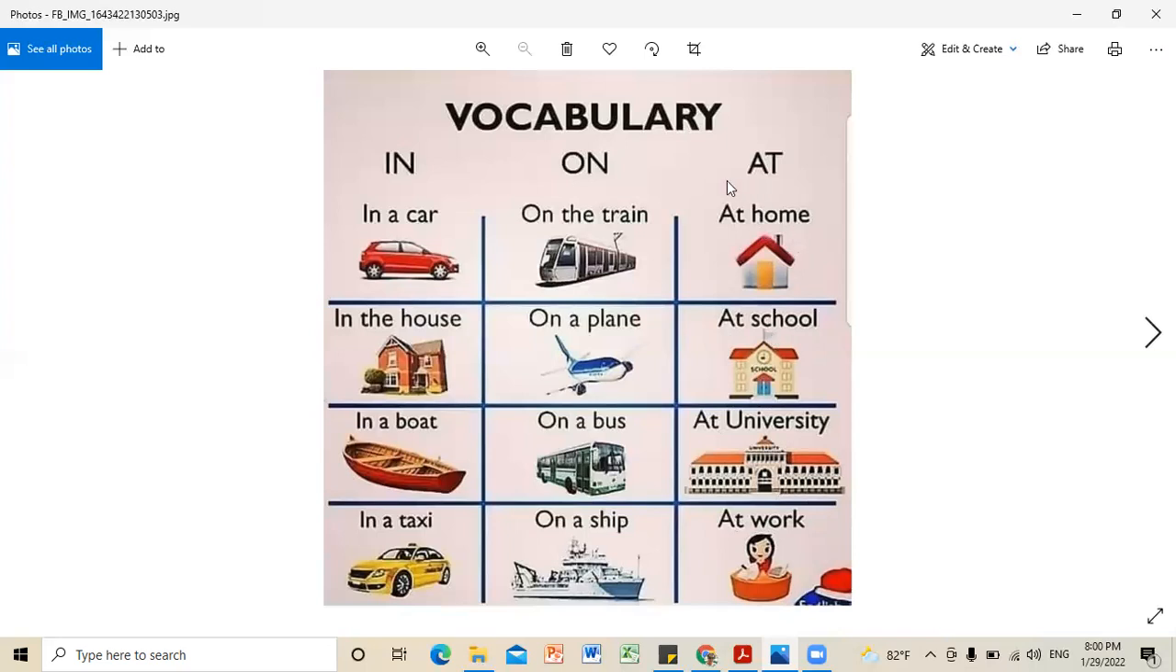Right? So you might have noticed here we say house, and here we say home.